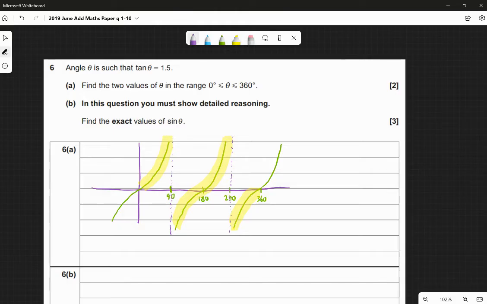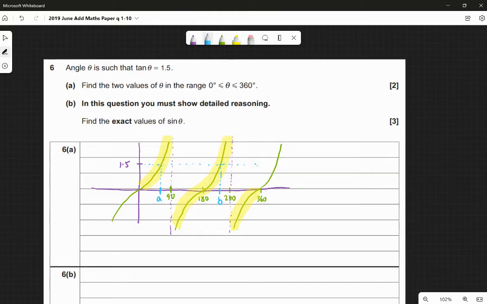Okay, so tan theta is 1.5. So let's say 1.5 is about there. Between 0 and 360, there are two values of theta which give you 1.5. One is there, and I'm going to call that A, and one is here, and I'm going to call that B. So my calculator will give me one of them, and I have to deduce the other one.